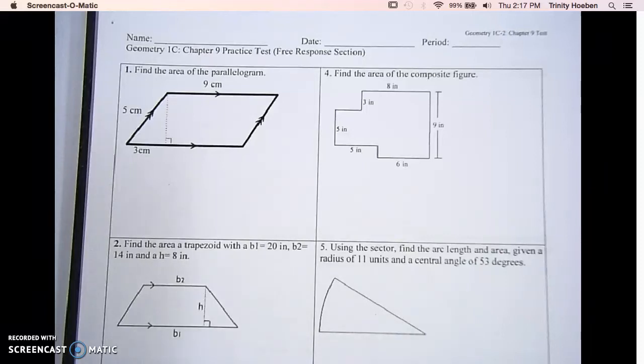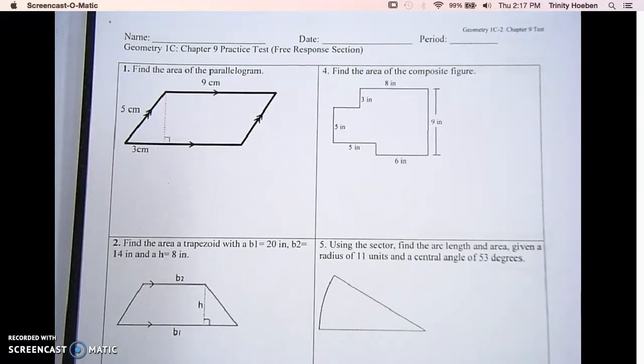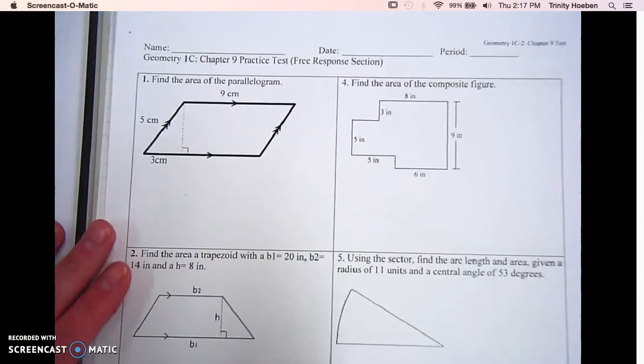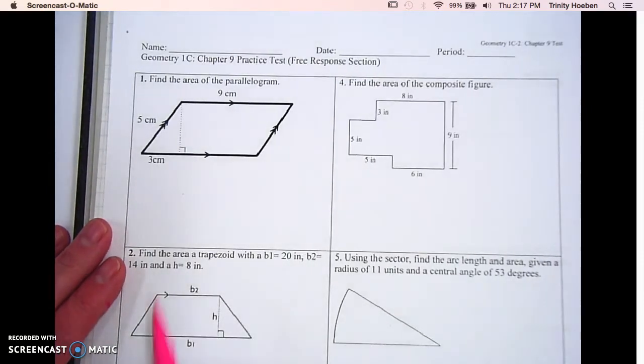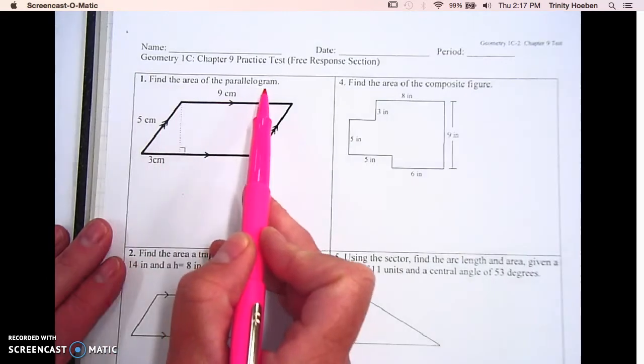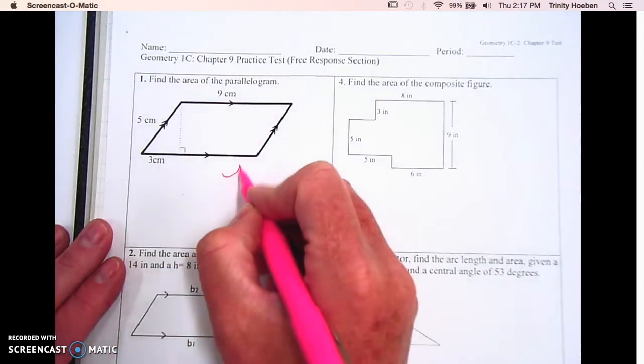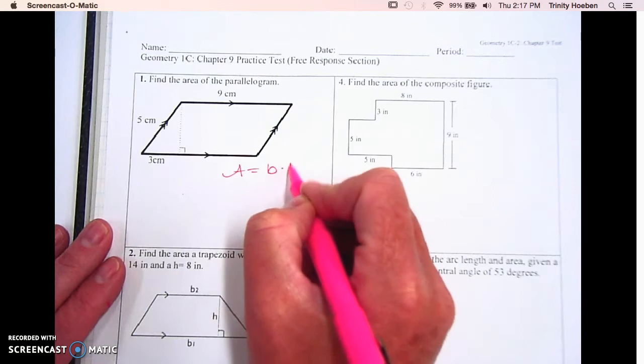This is page 1 of the Chapter 9 practice test. Number 1 from the free response section. We are asked to find the area of the parallelogram. So the area formula for a parallelogram is base times height.